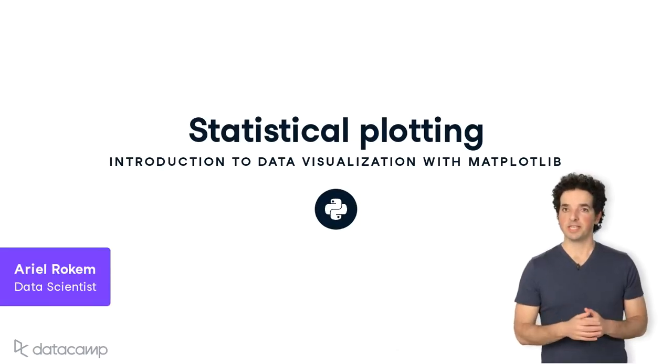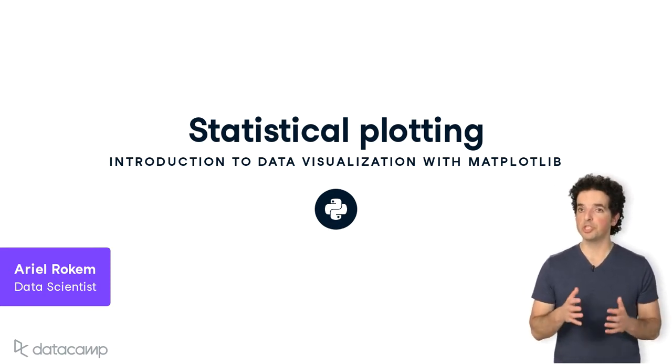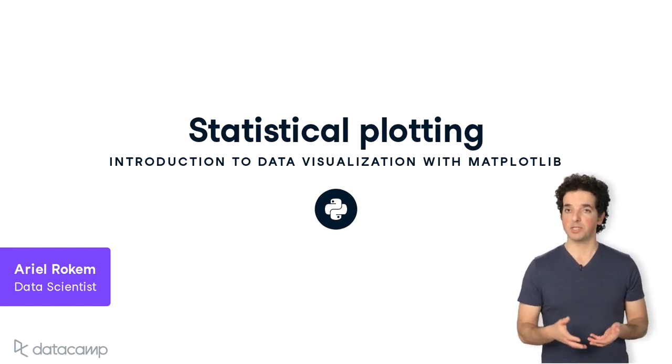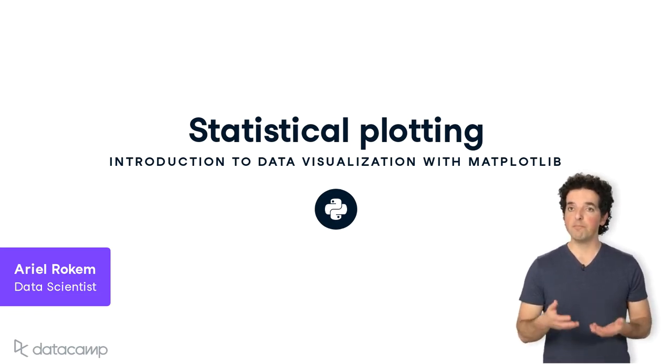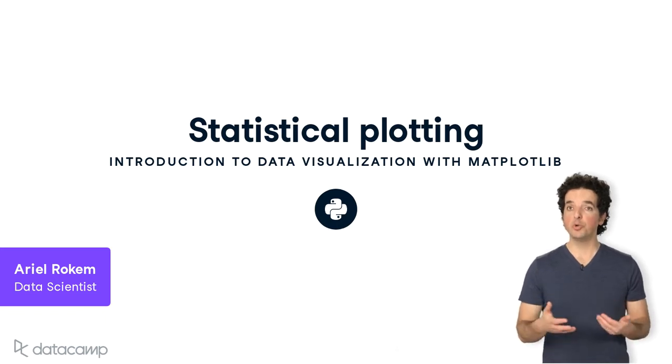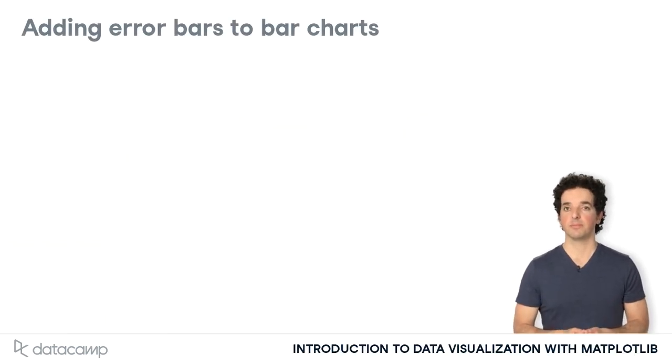In the previous lesson, you saw how to create histograms that compare distributions of data. How can we make these comparisons more formal? Statistical plotting is a set of methods for using visualization to make comparisons. Here, we'll look at two of these techniques.